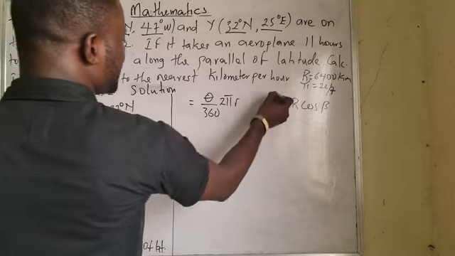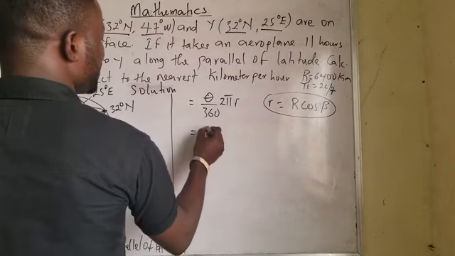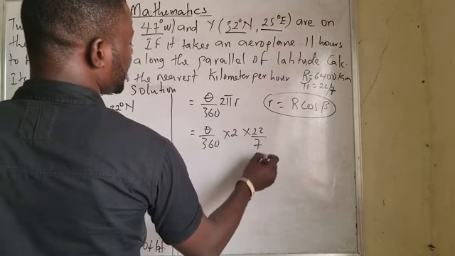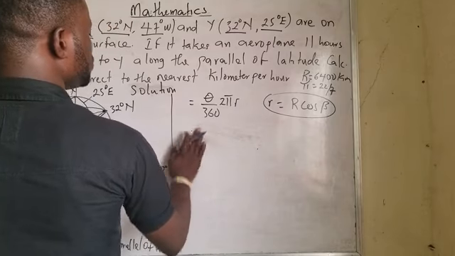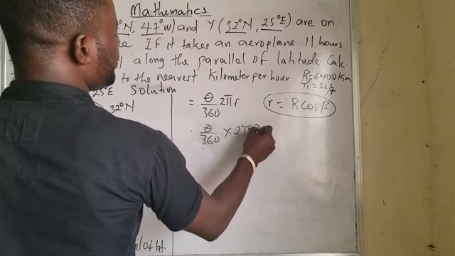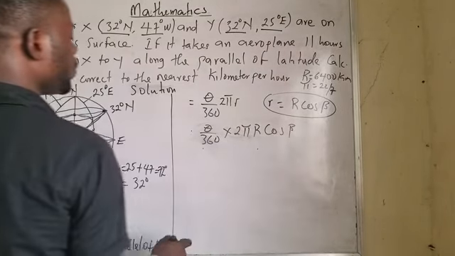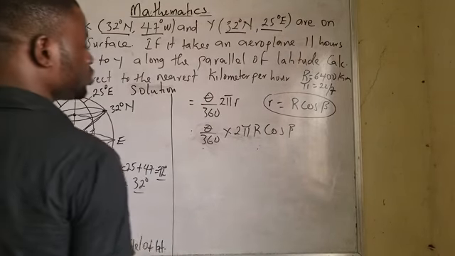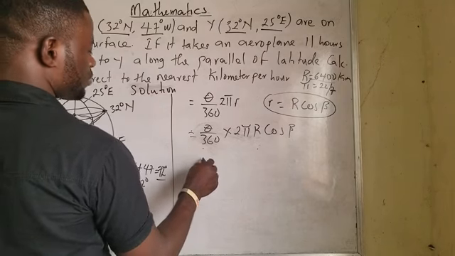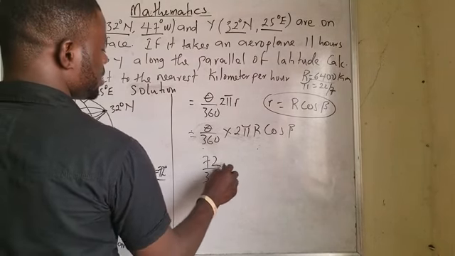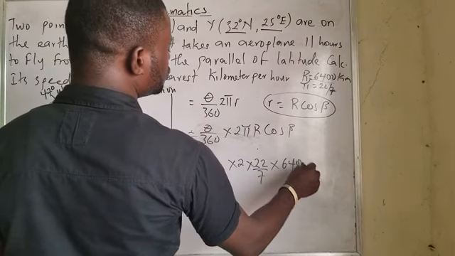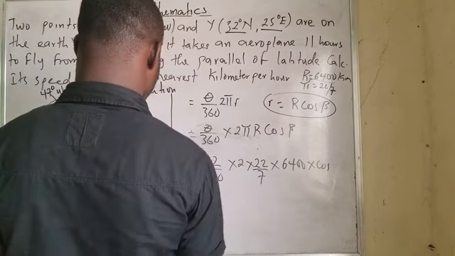Now, since my r is equal to this, I can answer: theta all over 360 multiplied by 2 pi big R cos beta. Now, we all know that my beta is 32, my theta is 72, and my R is 6,400. So I'll be having 72 divided by 360 multiplied by 2 multiplied by 22 all over 7 multiplied by 6,400 multiplied by cos 32.